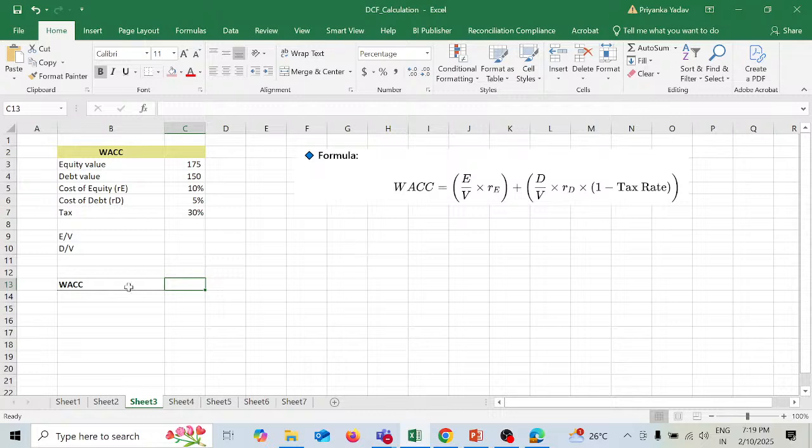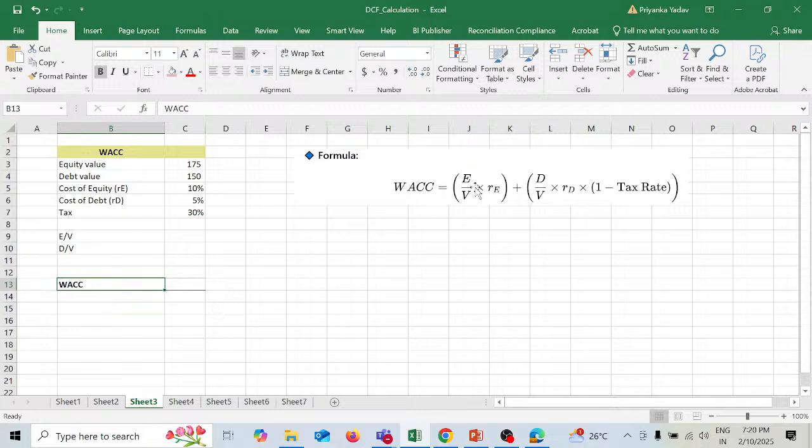Now, weighted average cost of capital is what we're going to calculate. This represents the company's cost of capital, both your debt and equity. So it's the discount rate which is used to value future cash flows. The formula is provided here, which we're going to use to calculate weighted average cost of capital.